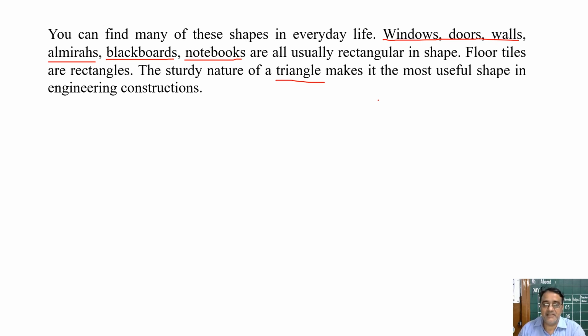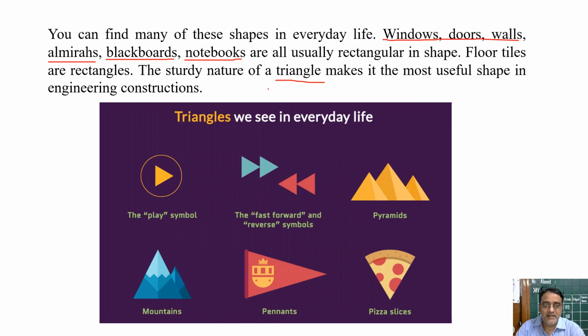So we'll see some diagrams, some figures of triangles which we are using in day-to-day life. See, this is the play symbol. Have you seen this play symbol? So this is also a triangle. This is fast forward, reverse. These are all made up of triangles. Pyramids are also made up of triangles. Mountains and pennants, and the last, pizza slices. Many more are there. If you go through the internet, you will find even bridges. जो रेलवे ब्रिज जो रहता है वो भी ट्रायंगुलर शेप में रहता है.